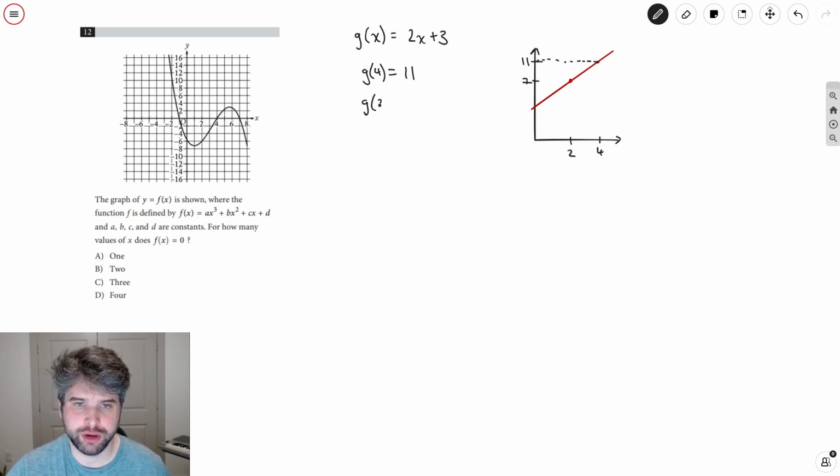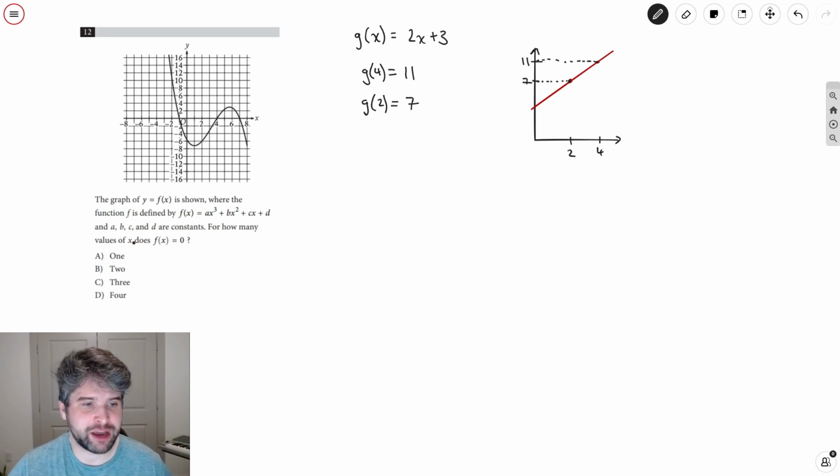G of 2, we go on our input axis, our x-axis, we go to 2, up to this point here. G of 2 is equal to 7. 7 is the output. All right, so let's use this idea on this graph right here. It gives us this fancy function, f of x equals blah, blah, blah, but you really don't need to know a whole lot about this in order to answer this question yet. You can at least narrow it down.